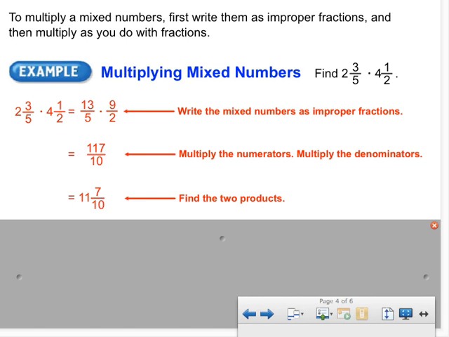Did you guys get that? Okay. So first step, if you don't have fractions, you got to make them into fractions. Once you make them from mixed numbers to improper fractions, then you can go ahead and multiply them like you normally do. But in the end, you got to rewrite it back. If it's an improper fraction, you got to convert it back.